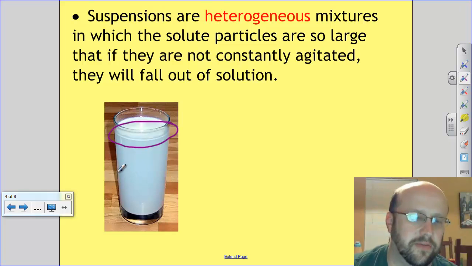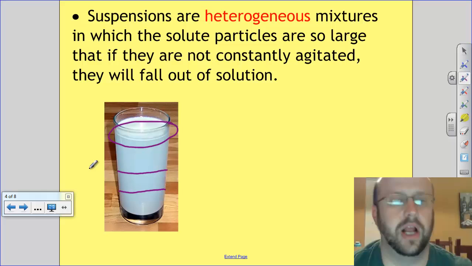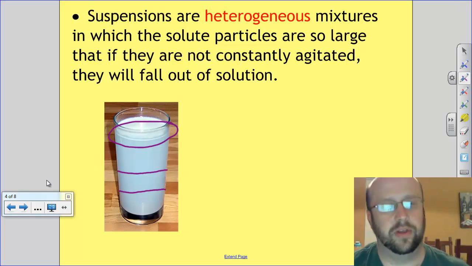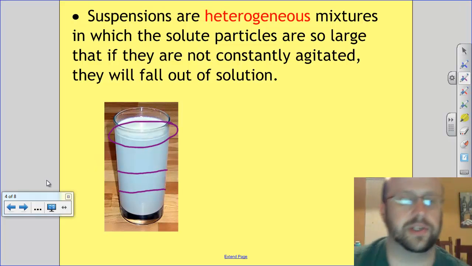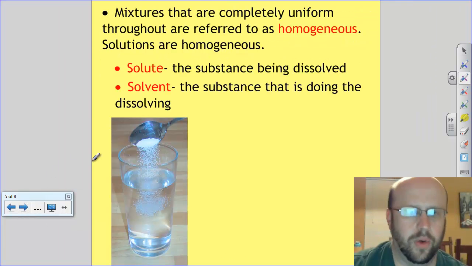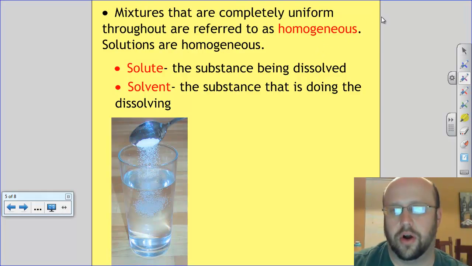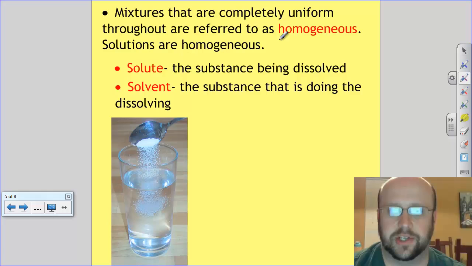If we let this sit for maybe an hour or two, you'd probably see it down here. And maybe over a couple of days, the flour would be all down here at the bottom, and the water at the top would be pretty clear. That is a suspension, where the particles are so big that if you're not continuously stirring it, they start to fall down out of the solution. Okay, so back to the idea of solutions. Solutions are homogeneous. That is sort of the defining thing.